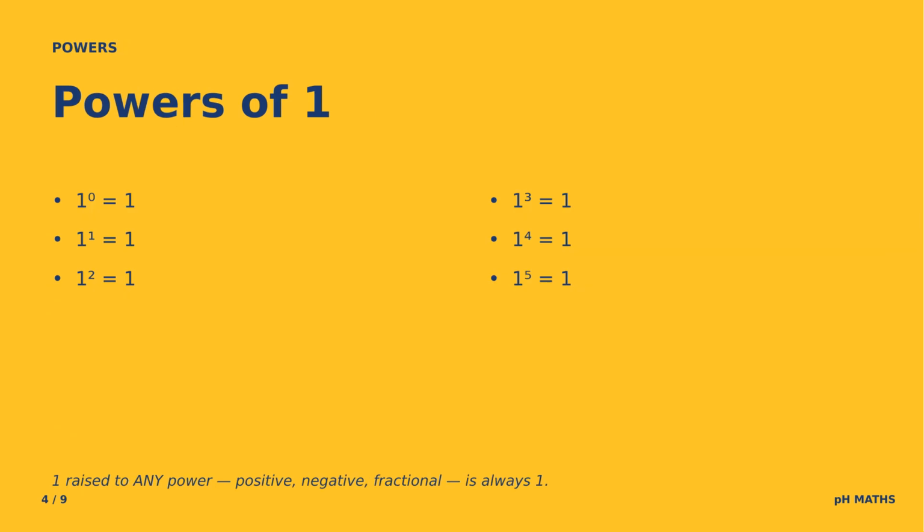Powers of 1. 1 to the 0, 1 to the 1, 1 squared, cubed, to the 4th, to the 5th, they all equal 1. 1 to any power, positive, negative, fractional, irrational, is 1. Always. That makes 1 a very useful sanity check. If you've simplified an expression and a power of 1 falls out, you know it's gone. And if you've rationalized correctly, a 1 in disguise has appeared and vanished cleanly.